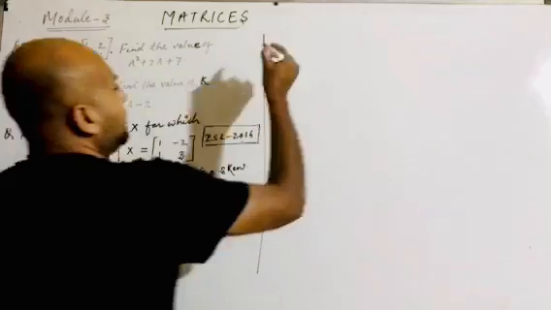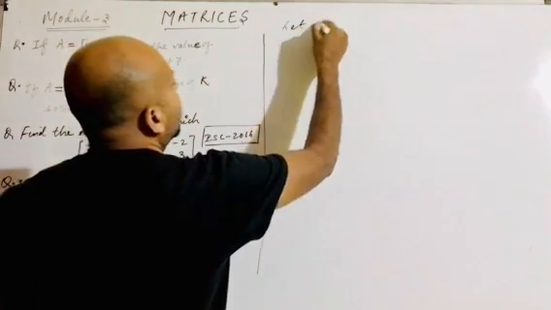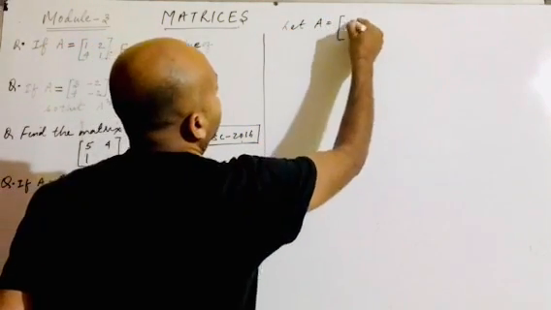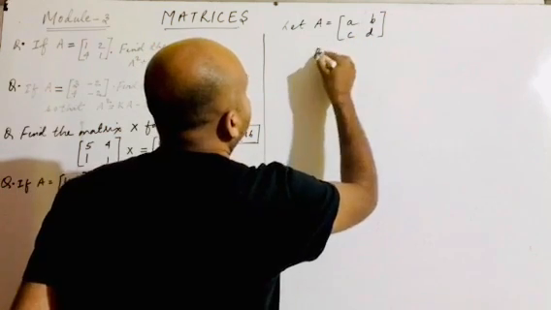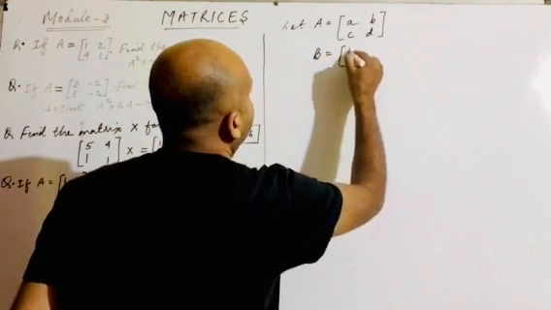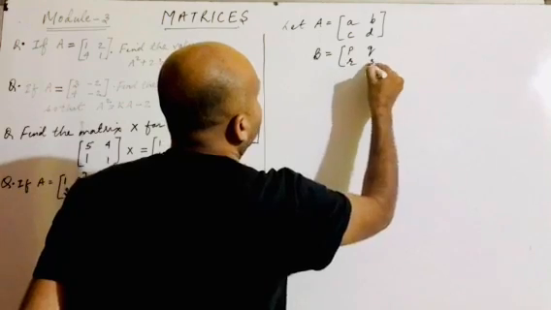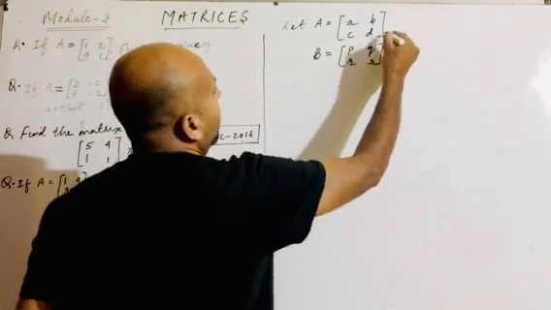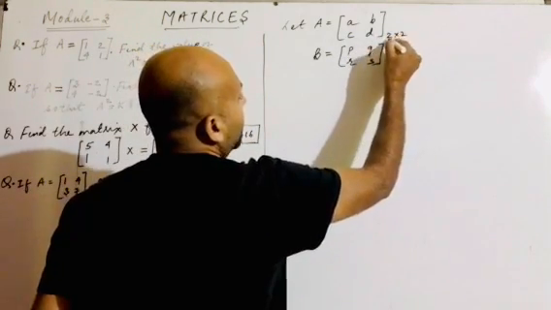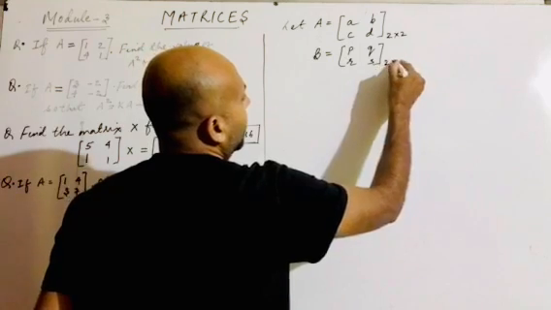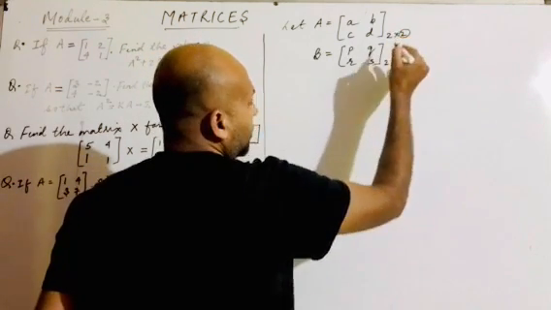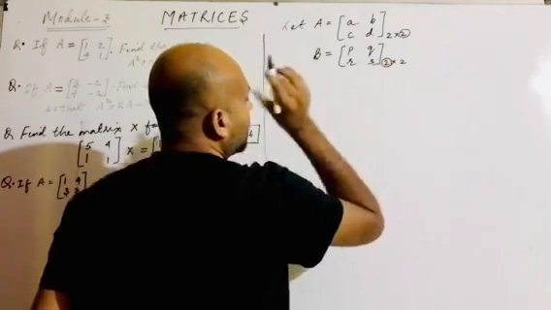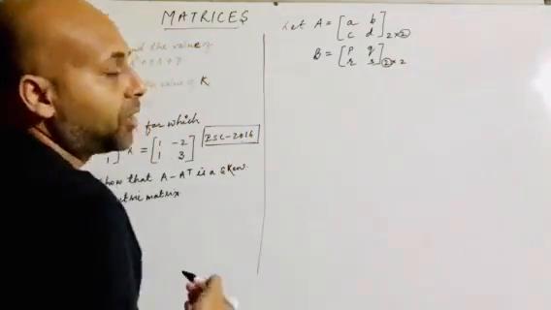So let us discuss here. Let A be a matrix whose elements are a, b, c and d, and again I have a matrix B whose elements are p, q, r and s. Here you can see that for the matrix A, the order is 2 by 2, so that means it has 2 rows and 2 columns. Here also 2 by 2. The number of columns in the first matrix is 2 and the number of rows in the second matrix is 2, so both are equal. So here we can do the multiplication.